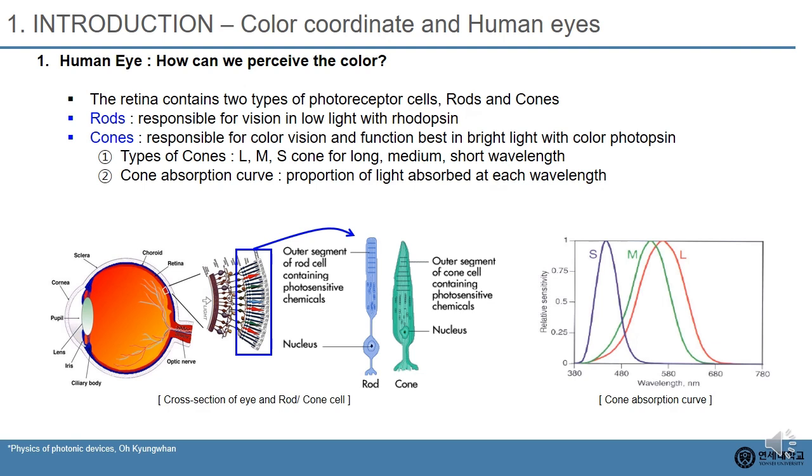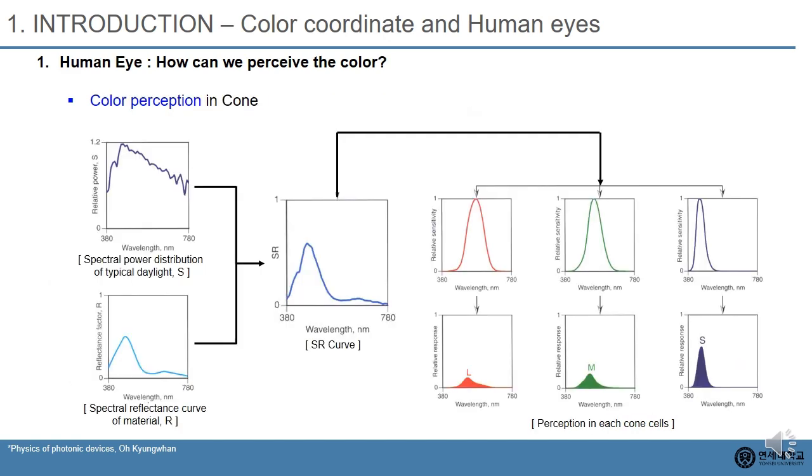The human eye perceives color through photoreceptor cells in the retina called rods and cones. Rods are responsible for vision in low light, while cones are responsible for color vision and function best in bright light. There are three types of cones, L, M, and S cones, each sensitive to different wavelengths of light. This slide shows the cone absorption curve, which represents the proportion of light absorbed at each wavelength by different types of cones. Understanding these curves helps us understand how colors are perceived under different lighting conditions.